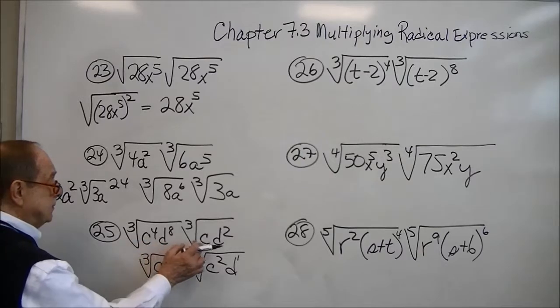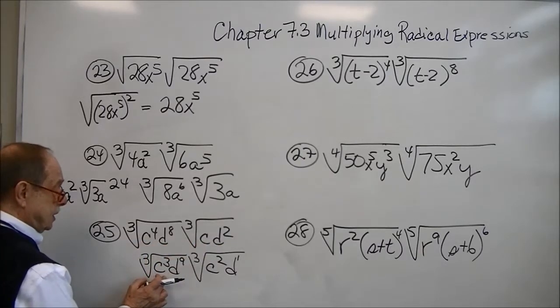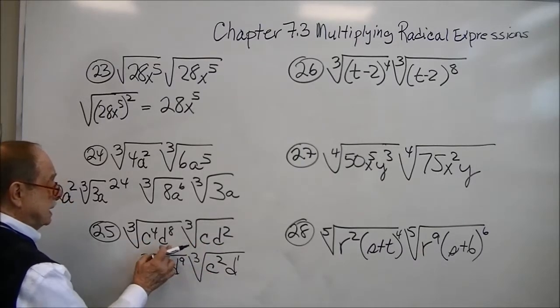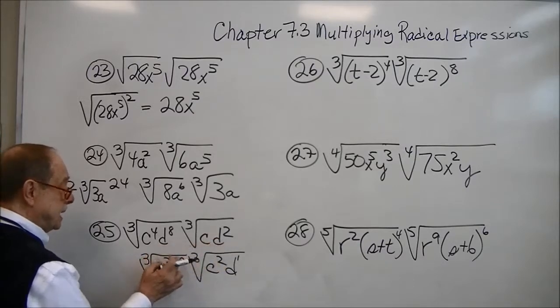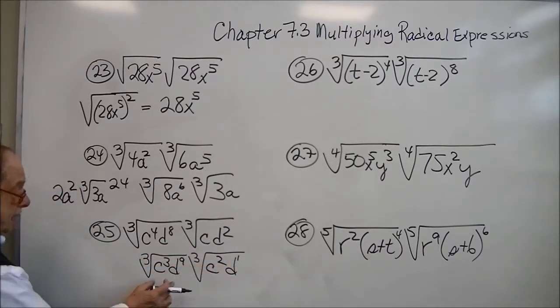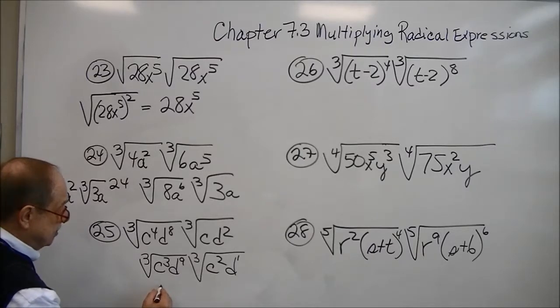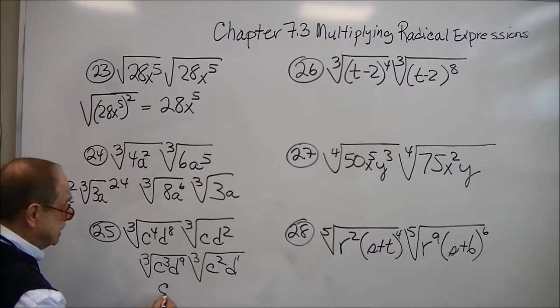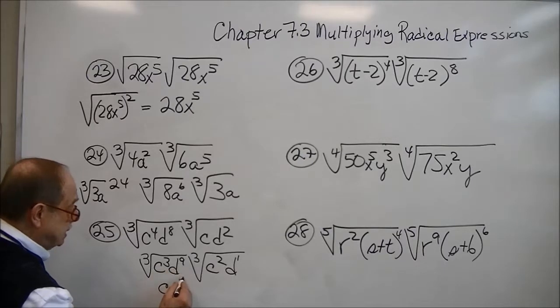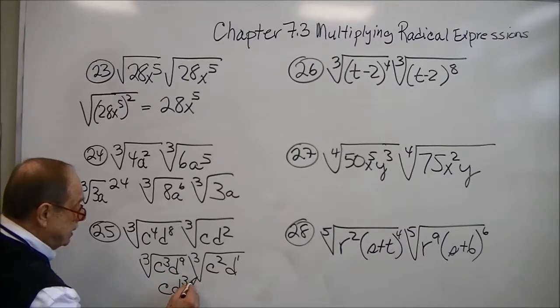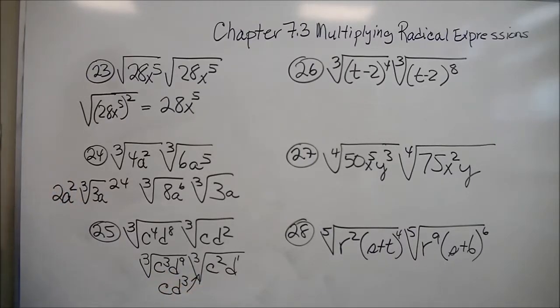So c to the 5th, we take out a 3 and a 2. D to the 10th, we take out a 9 and a 1. These are our perfect cube factors, which now become c, d to the 3rd, and then the cube root of this.